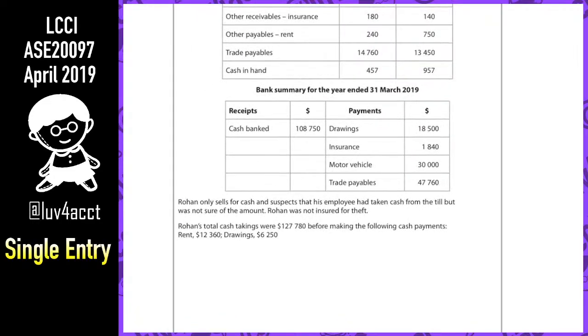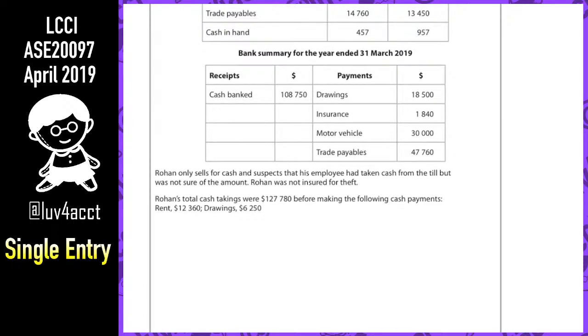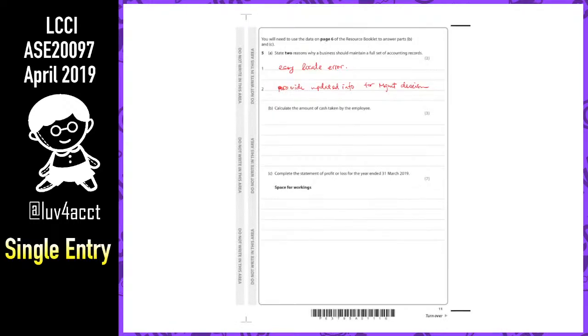Rohan only sells for cash and suspects that his employee had taken cash from the till but was not sure of the amount. Rohan was not insured for theft. The total cash takings were 127780. That is the total cash sales before making cash payments of these. So we have to calculate the amount of cash taken by the employee.